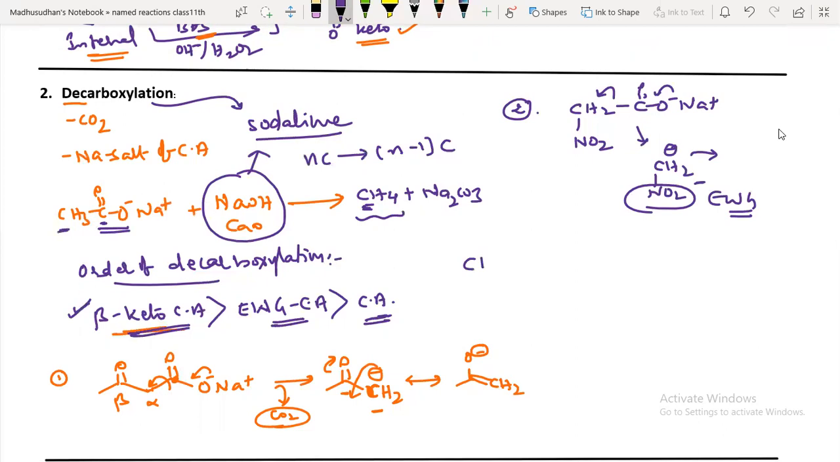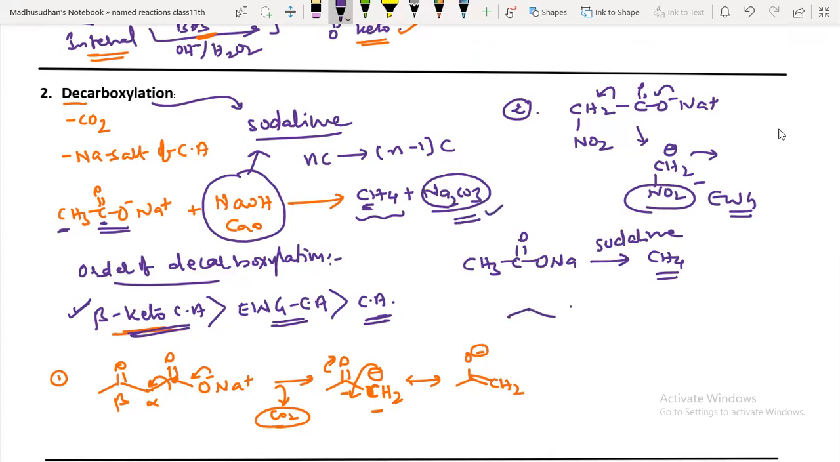Suppose I have a compound like this. On decarboxylation, which reagent do we have to use? Soda lime. What am I getting? Methane as a major product. The byproduct is sodium carbonate. This is a common byproduct in all the cases.